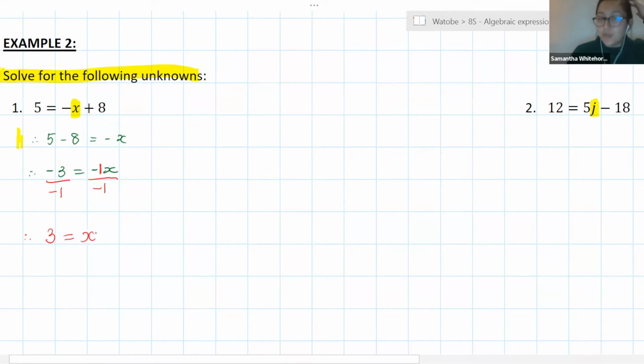Now, 3 equals x means exactly the same thing as x equals 3. So if you want to then just write your answer as x equals 3, absolutely fine.